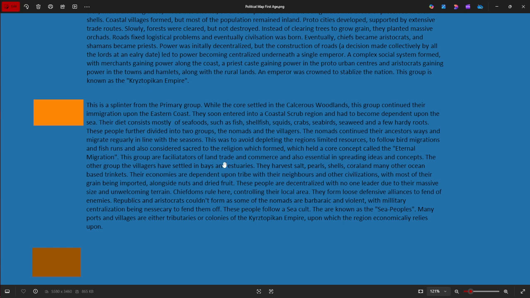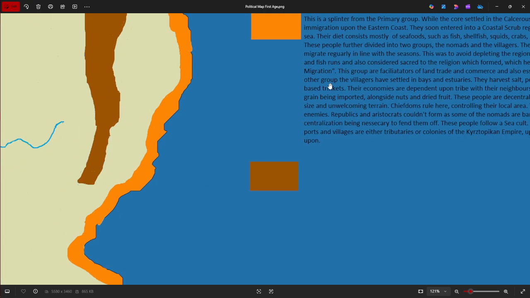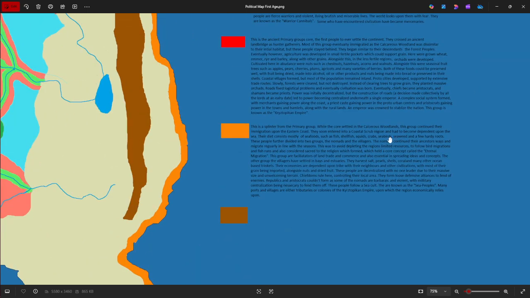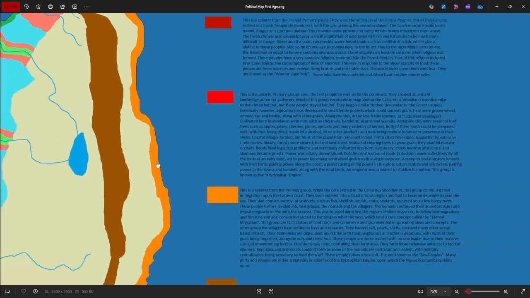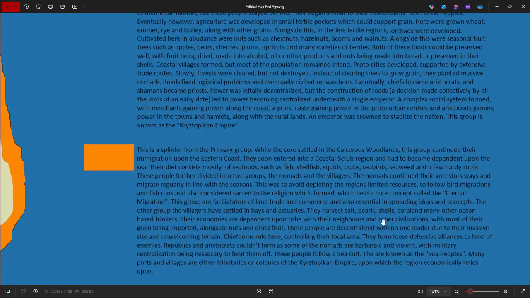These people are facilitators of land trade, commerce, and they also spread many ideas and concepts, particularly from this empire, and some of those ideas are starting to stir around in this land. Now, of course, because this is such a massive region, there's no one leader, and power is quite decentralized, with chieftains, different chiefdoms, mainly in charge of the villages. These chiefdoms form defensive alliances against the nomads, who quite frequently decide to give up their nomadic ways and become raiders and attack the villages.